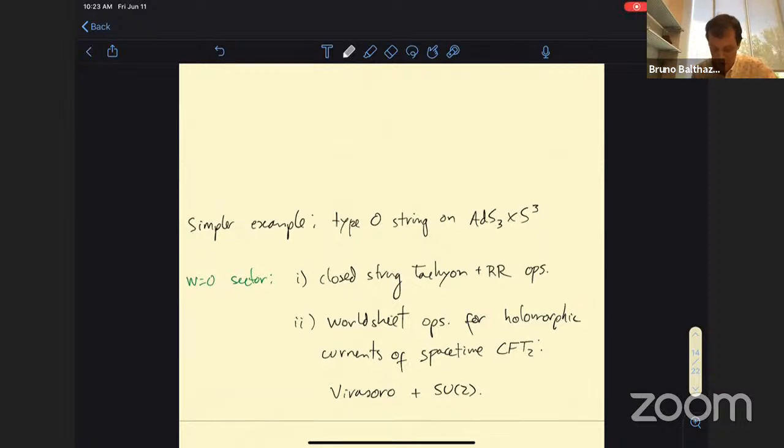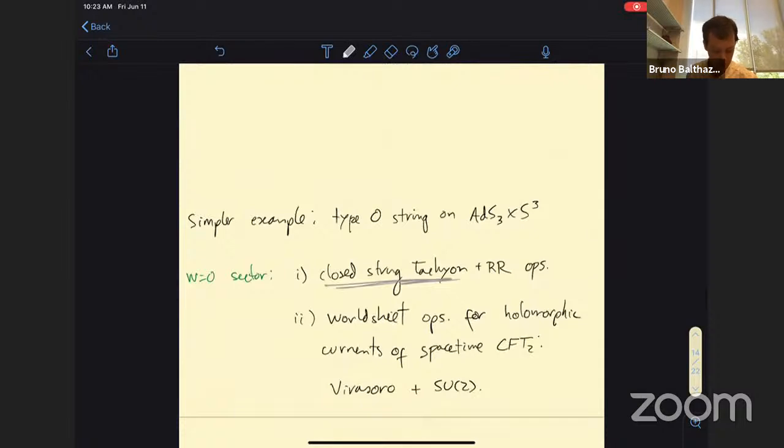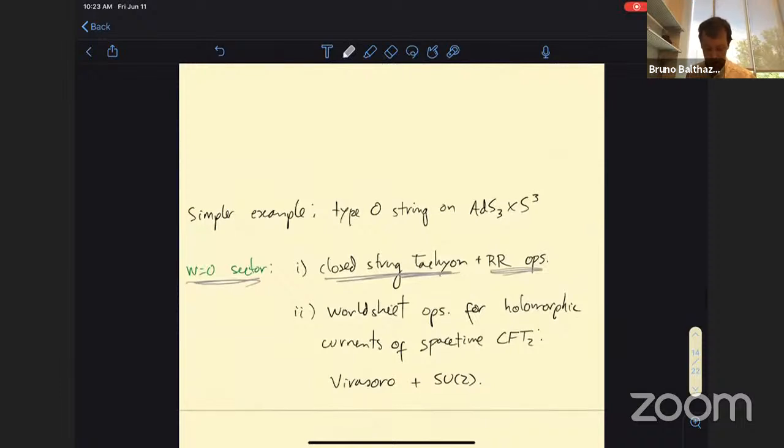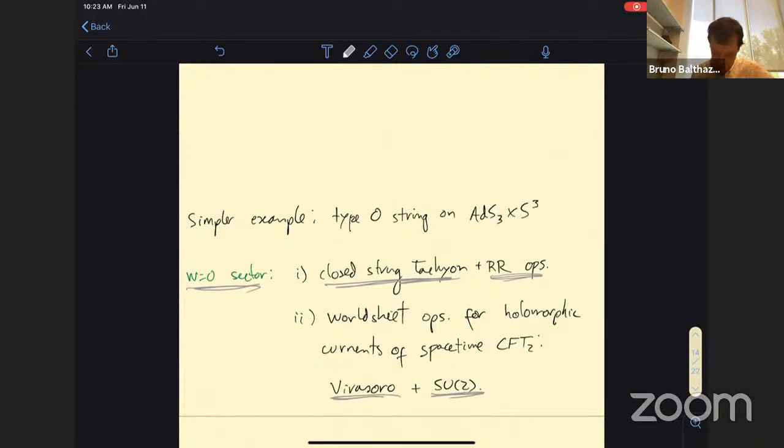One difference is that, of course, the type 0 is going to have a closed string tachyon, but we don't have to worry about it for this purpose. So yeah, we want to analyze the worldsheet spectrum of the theory. So in the w equals 0 sector, we have a closed string tachyon plus some RR vertex operators. And we also have worldsheet operators for the holomorphic currents of the space-time CFT2, which in the case of AdS3 cross S3 corresponds to Virasoro and SU(2). And this was known already in the early works of Giveon, Kutasov and Seiberg in '98.